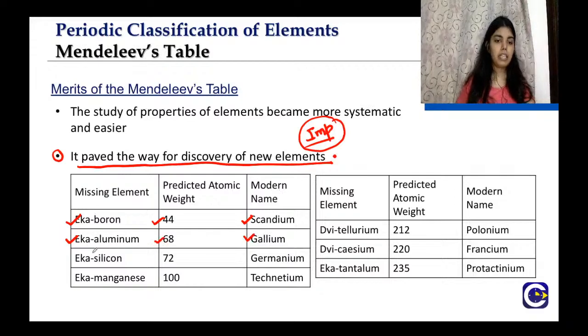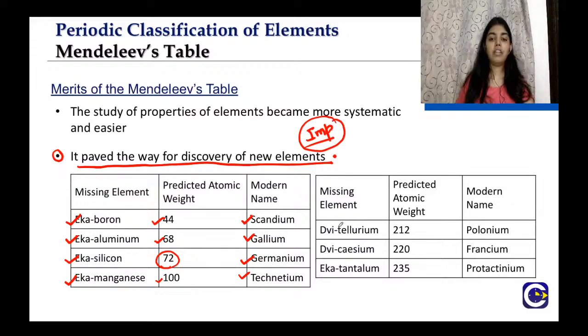Eka silicon: after silicon, the element that needed to be discovered, he named Eka silicon. He predicted that the atomic weight will be 72. Now we know that it is germanium. Then after manganese, he predicted the missing element as Eka manganese. He predicted that the atomic weight is 100. After we discovered that particular element, the modern name is technetium, right?